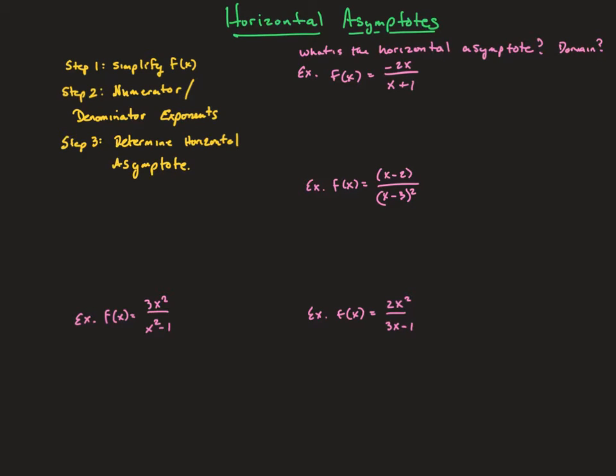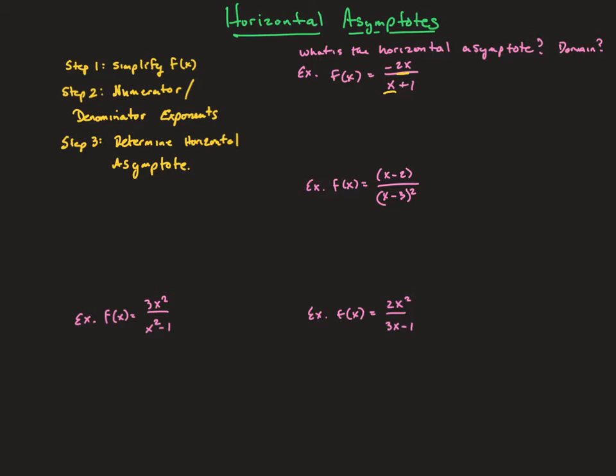So what we do here is not when the denominator is equal to 0. We're going to work on figuring out the end behavior as x approaches infinity. And when we work with horizontal asymptotes, we're only going to be focused on the leading term of the numerator and denominator.